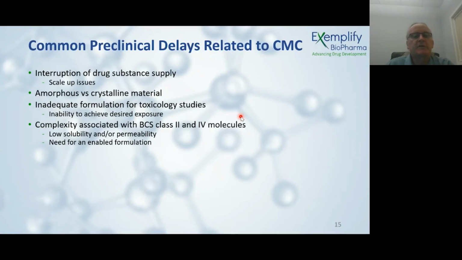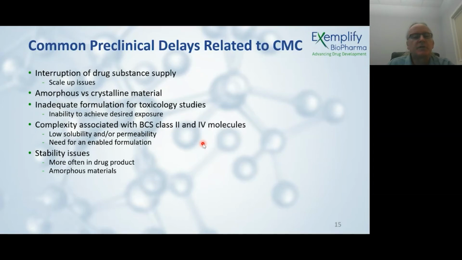Related to that, there's all the complexity associated with different classifications of molecules. So whether it's class 2 or class 4, meaning it has low solubility and it can also have low permeability, which is a very difficult situation to be in. And the need for an enabled formulation, essentially meaning that you need a much more complex formulation than simply putting your powder in a capsule or even making a tablet, that you need to essentially manipulate the physical property of the drug to enable it to be formulated.